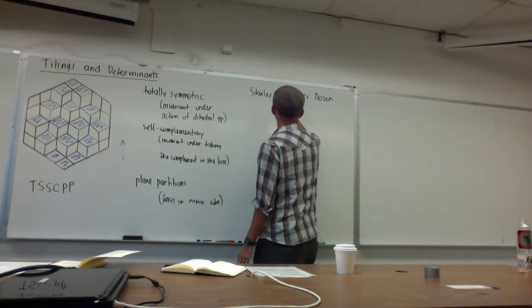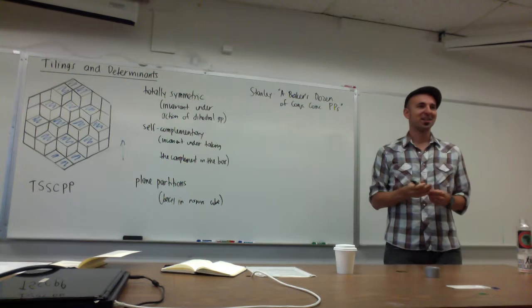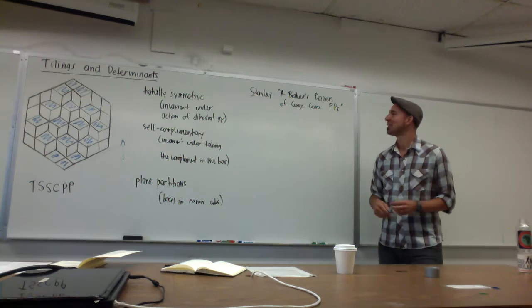Conjectures concerning plane partitions. Maybe I should explain to the Colombian students what this refers to. In the US, when you buy a dozen of something, sometimes they give you an extra one for free. So a baker's dozen is 13. Okay, so he has this paper with 13 really beautiful conjectures.